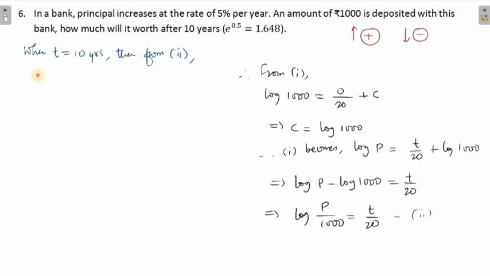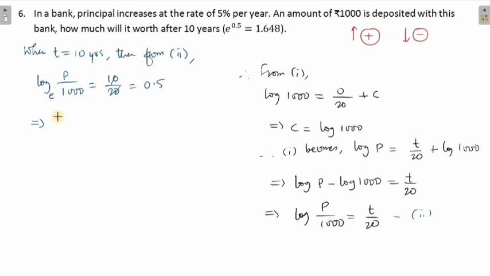So we get log p by 1000 equals, in place of t we have 10, so we write 10 by 20. This turns out to be 0.5, isn't it? Now what is the base out here? The base is e, remember. This is the logarithmic form, so if you change this into exponential form, I'm not going to explain again and again, I have explained this several times.